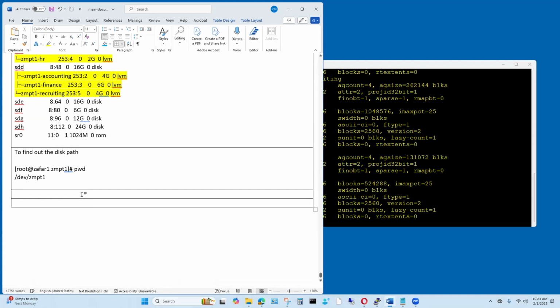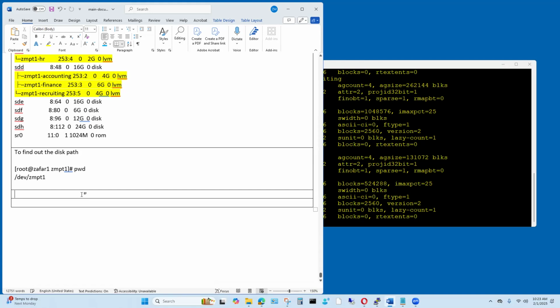mkfs.xfs, make file system, then copy the path. You did a pwd up there, right? No, do cd space minus, and then do pwd. Okay, you have it now.